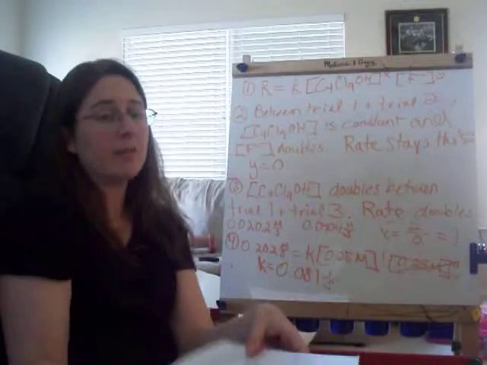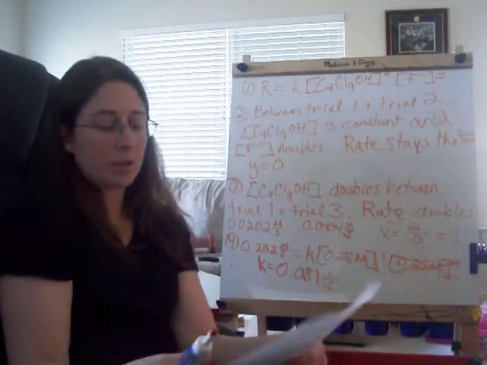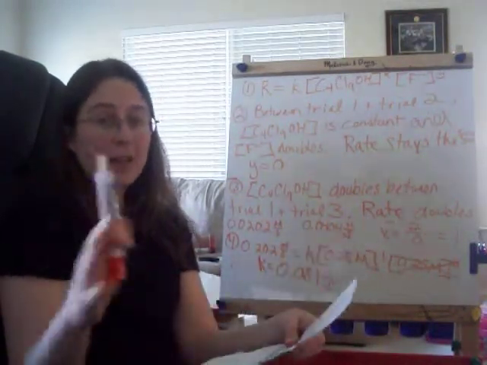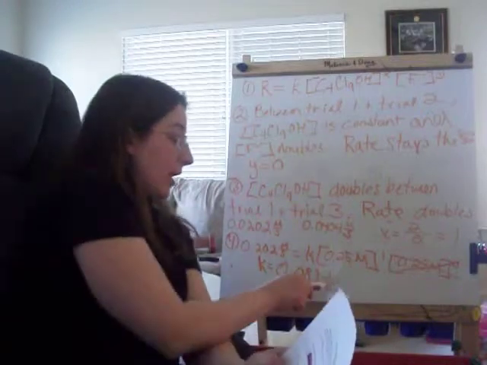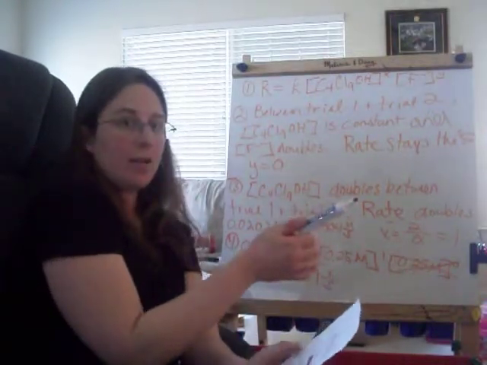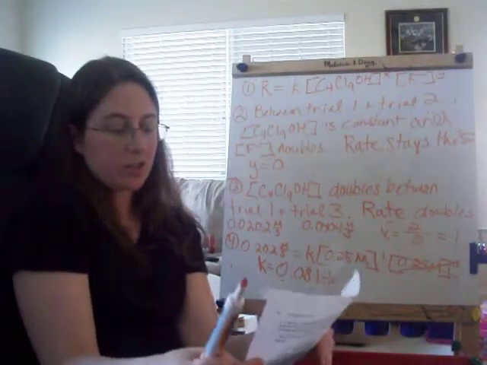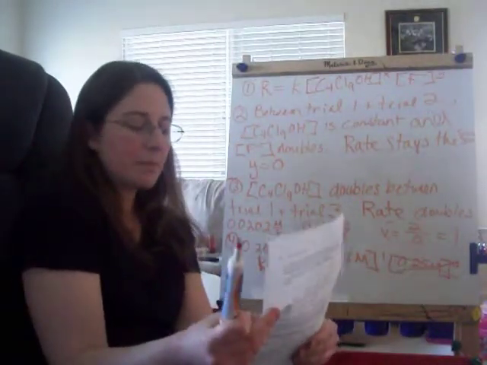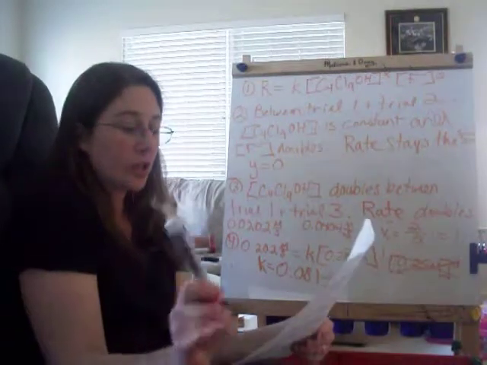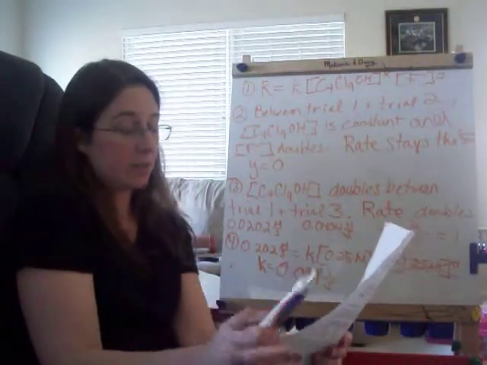But remember, K can have different units depending on the order of reaction. So don't panic if you have a test question where you don't have this unit for K. You can have 1 over molarity squared times seconds, or any strange thing like that. So make sure you keep your units straight on every problem, because every K has different units.